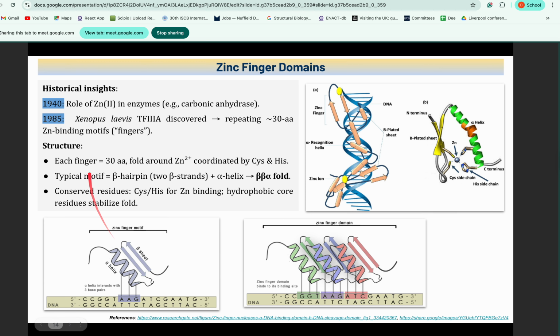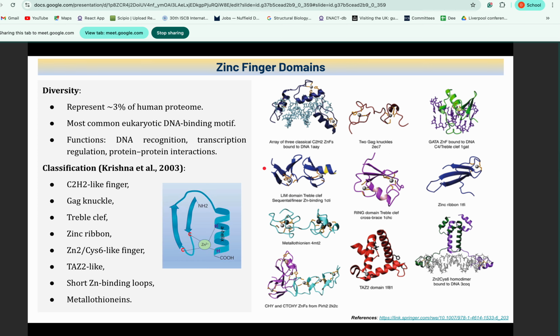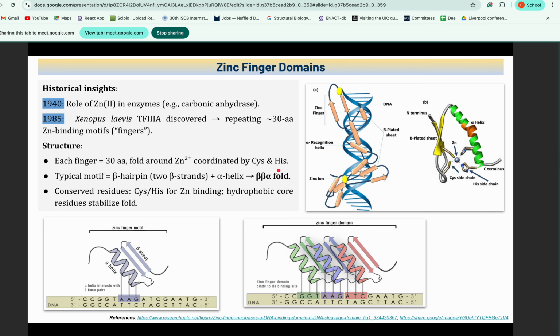So this particular motif is composed of 30 amino acids, which fold around the zinc 2 positive ion, which is coordinated by cysteine and histidine. When we were talking about different families, we looked into the C2H2 zinc finger motifs. Similarly, the interaction is between the cysteine and histidine with the zinc ion. This represents the alpha helix and two beta sheets. And this single unit is around 30 amino acids in length, and this is the zinc finger motif.